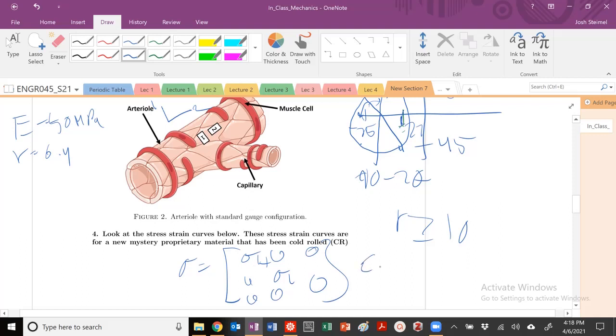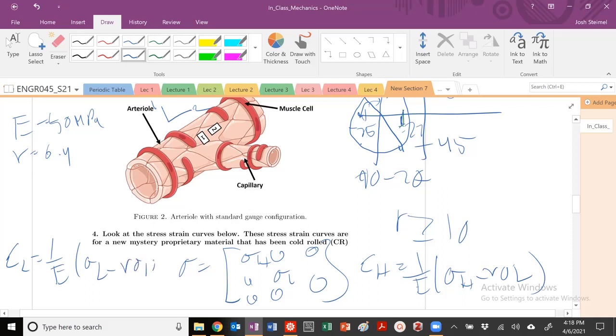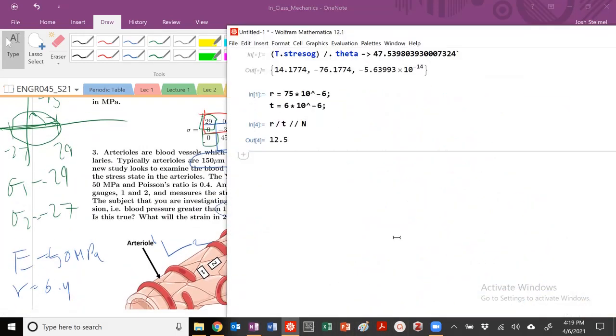My strain epsilon H is equal to 1 over E, sigma H minus mu sigma L. And my longitudinal strain is going to be 1 over E times sigma L minus mu sigma H. We also know that sigma H equals delta P R over T, and that sigma L is equal to delta P R over 2T. Once we have all these values, I know what E is. Young's modulus is 50 times 10 to the 6 pascals. My Poisson's ratio nu is going to be 0.4.